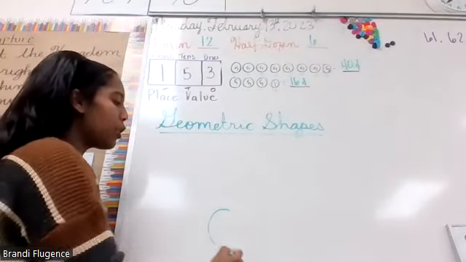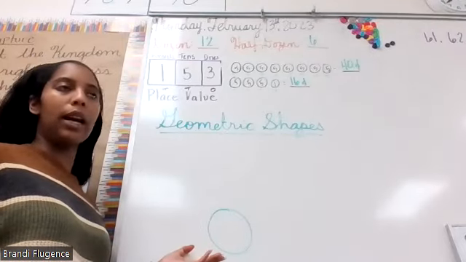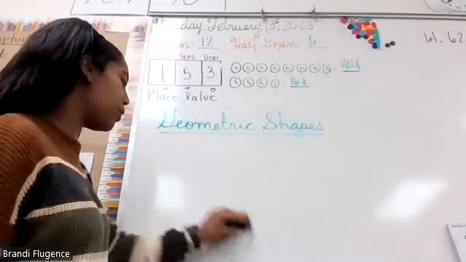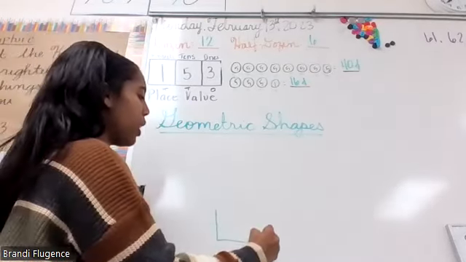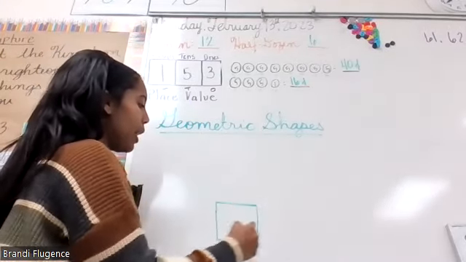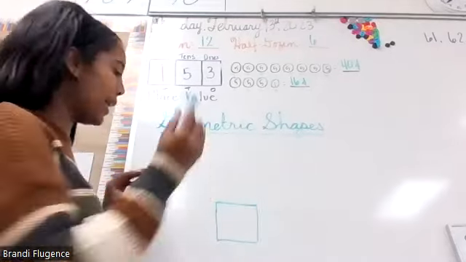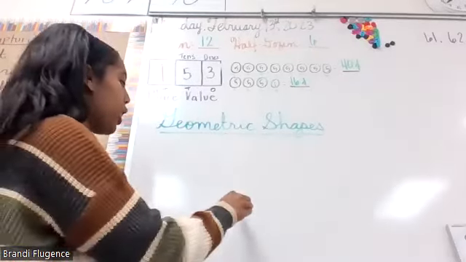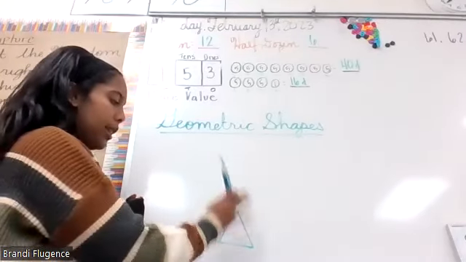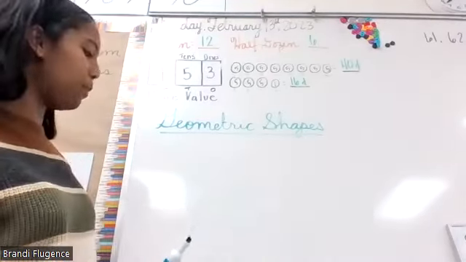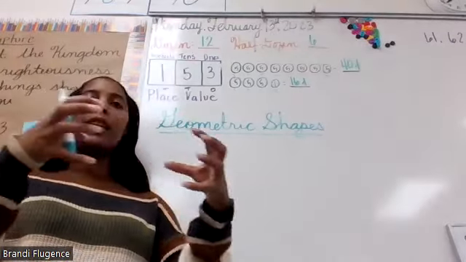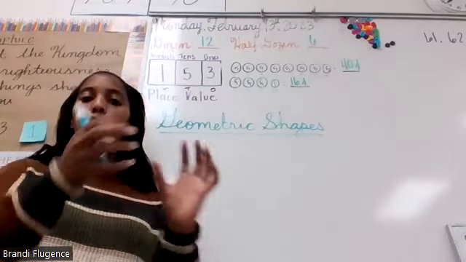So whenever we draw a circle, we know that it's usually flat, right? A circle has no sides and it has no angles. Same thing if I was to draw a square. A square has how many angles again? 4. And how many sides? 4, right? And it's flat as well. Same thing with the triangle. How many angles? 3. How many sides? 3. And it's also flat. Geometric shapes are different. They are not flat. They are usually 3D, meaning they have several sides to them.